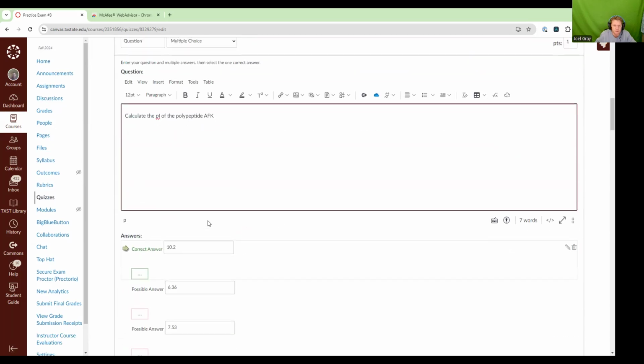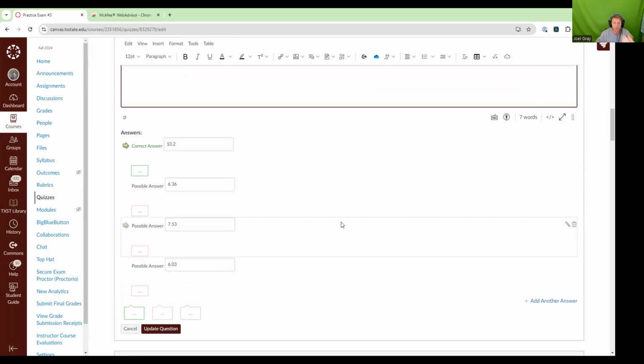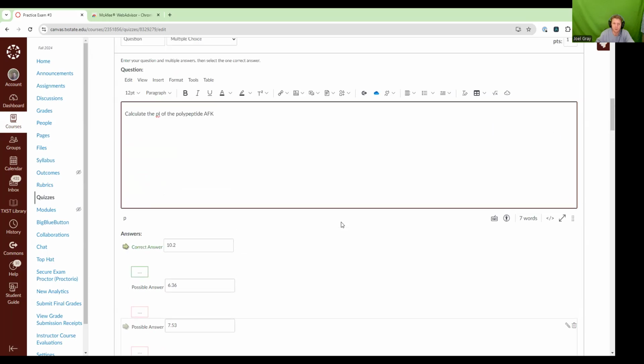6.36, 7.22. Okay, yeah, there are some duplicates, but essentially these wrong answers include some of the N termini, or maybe you're adding them all up and dividing by 3. It's important whenever you're doing this sort of calculation to be able to assess which are the pKs that matter.